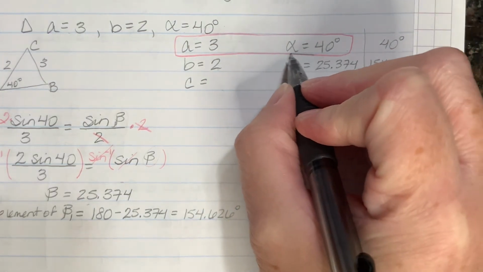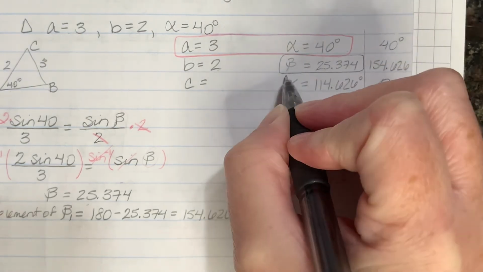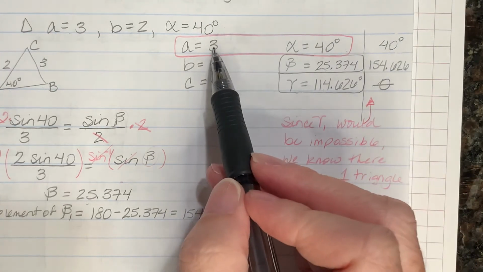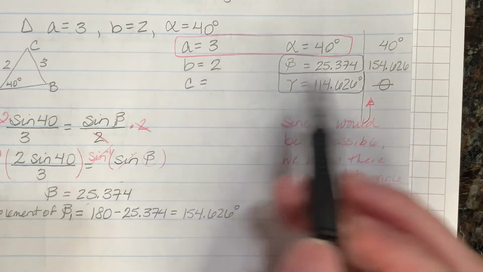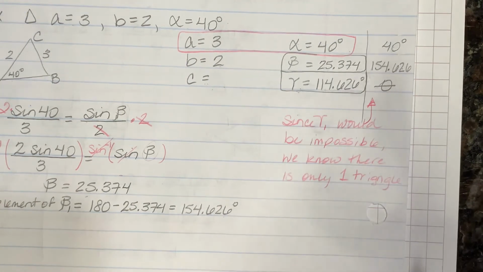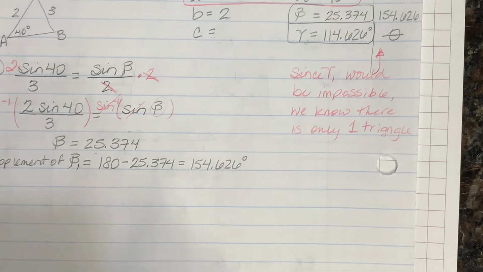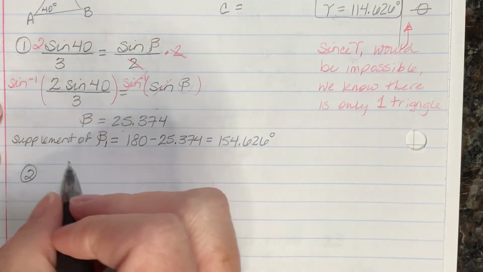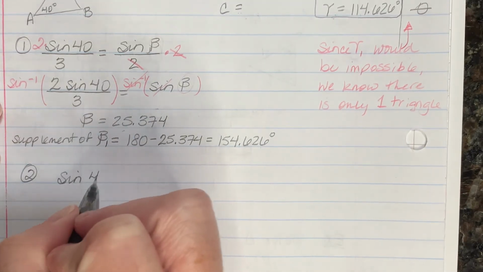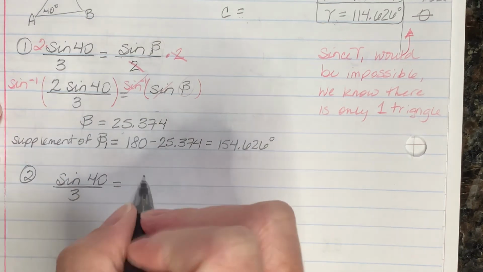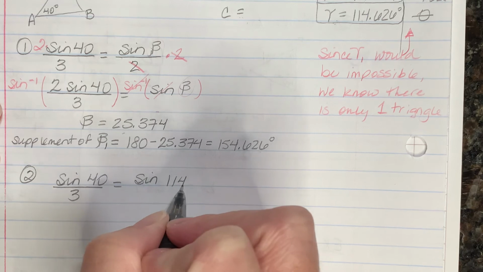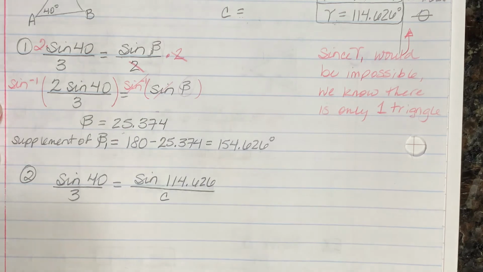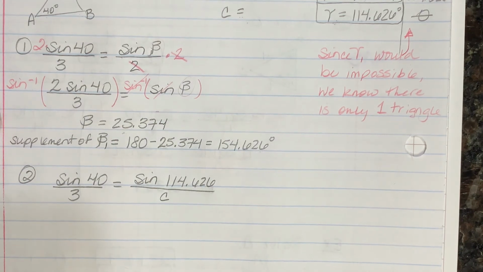So we found B, we found C essentially, and now we can use our ratio to find C. Now, we don't have a choice. We have to use the answer here because that is the angle that we have. So we're going to go ahead and do our second step here. Use our ratio, sine 40 over 3, sine 114.626 over C, which is what we're solving for. And so we're going to calculate that.